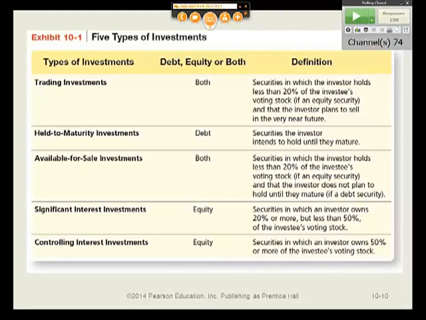So the first one is the trading securities, and this table is going to be important. I know there's a lot of information, but the trading securities could be both debt or equity. These are securities, by definition, trading, where the investor holds equity securities of less than 20%, or they can hold debt, but they plan to sell the shares or the debt very quickly. And again, they're trying to take advantage of short-term price movement. Also, by way of review, held to maturity can only be debt.